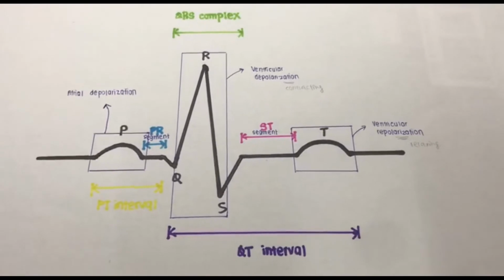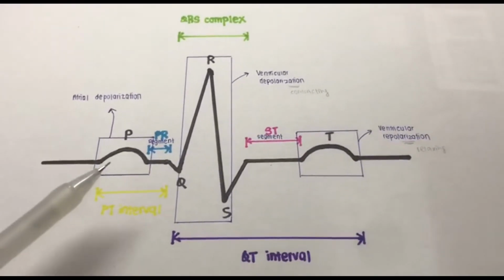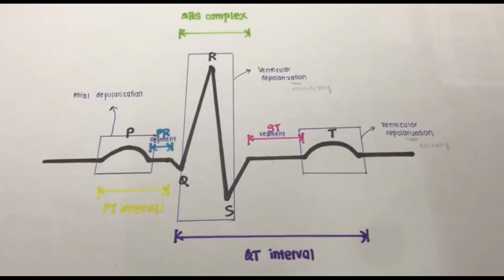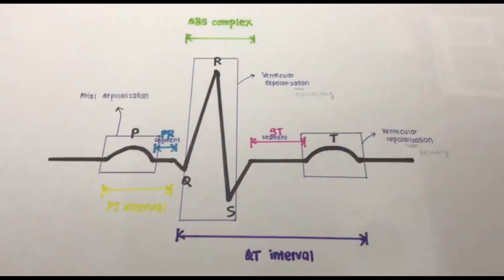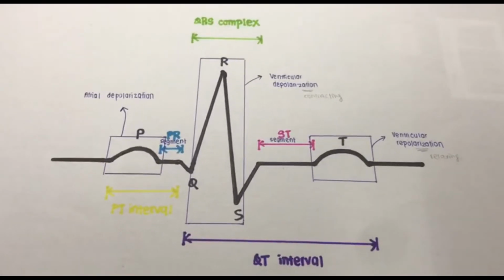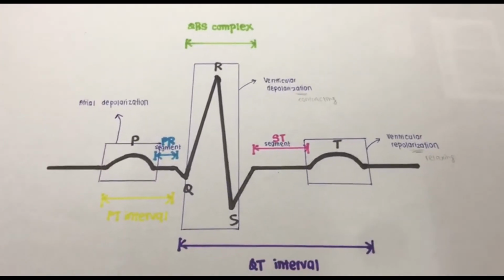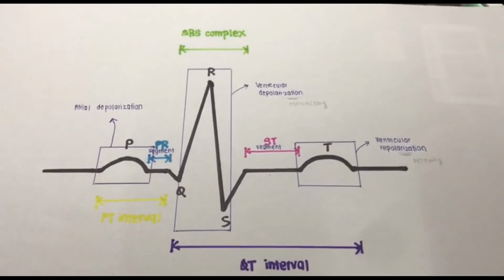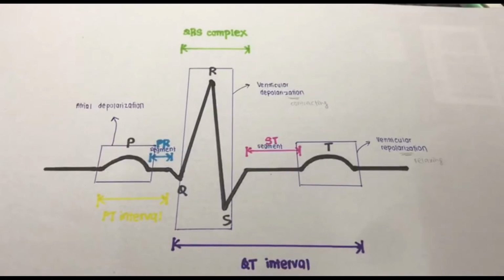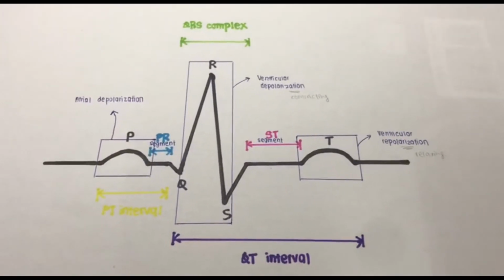Okay, so let's recap one last time. The part over here is called the P wave. P wave stands for atrial depolarization. It occurs when the atrium are contracting. And the tall part over here is called the QRS complex. QRS complex represents the ventricular depolarization, which happens when the ventricles are contracting.